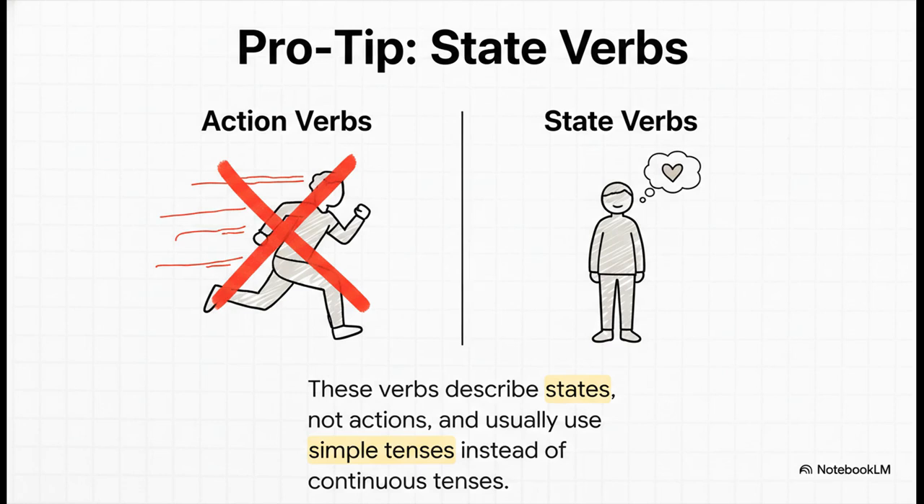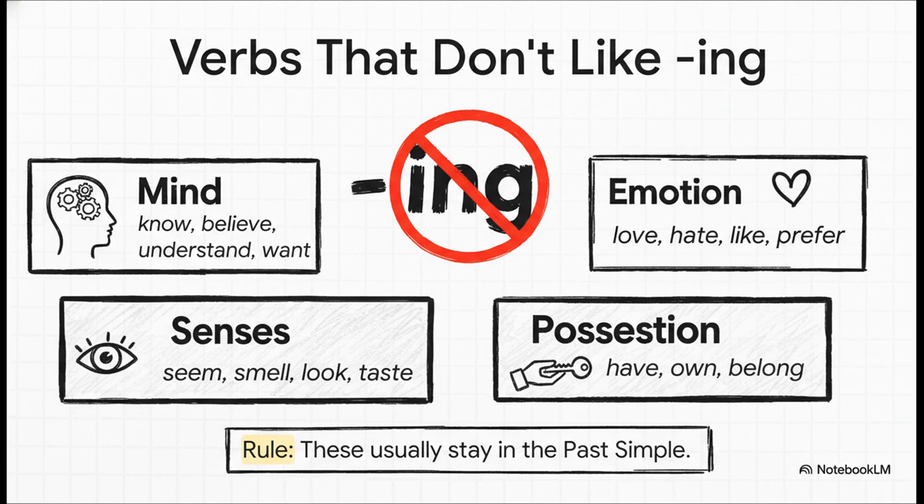But be careful. There is an exception to the rule. Of course there is. It's a special group of verbs, we call them state verbs, and they don't really like being in that movie camera mode. Okay, so these are verbs that describe states of being, not actions. Things like emotions, thoughts, senses. You don't really do them over time. It's why you'd say she seemed happy, not she was seeming happy. It just sounds weird, right? So the rule of thumb is these verbs almost always stay in the simple past.